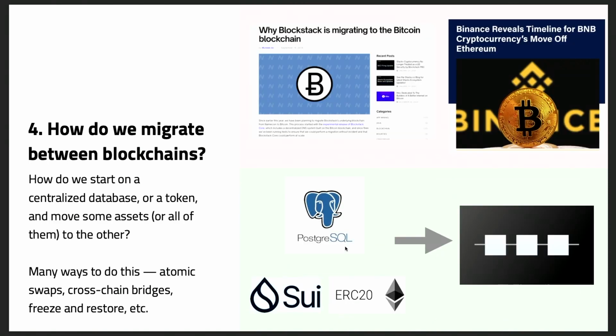Next open question, how do we migrate between blockchains? For quite a few years, Binance did this, Blockstack did this. How do people move between blockchains? You could literally start off-chain in your own database. You could start with a Sui token. You could start with ERC20 and move to your own blockchain. There's many ways to do this. There's atomic swaps, there's cross-chain bridges, there's freeze and restore. Can you start in a centralized database and then move some assets or all of them to on-chain environments? What's the right way of doing this? And maybe there's more than one way.